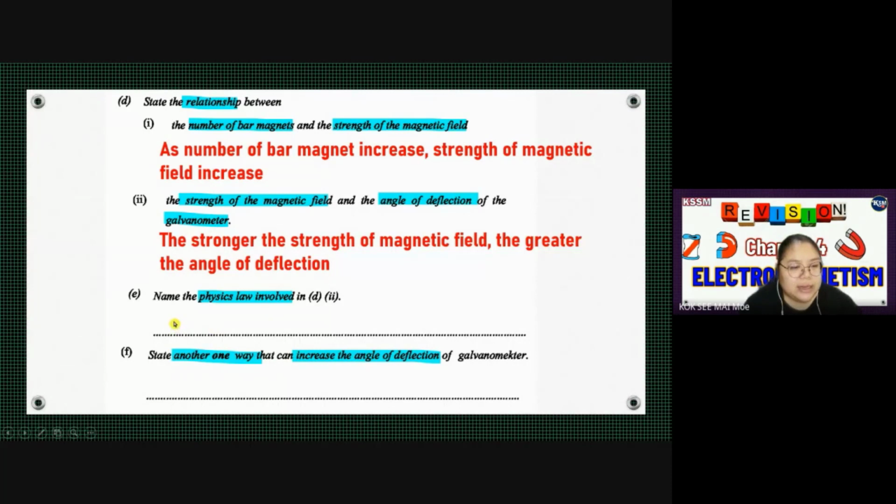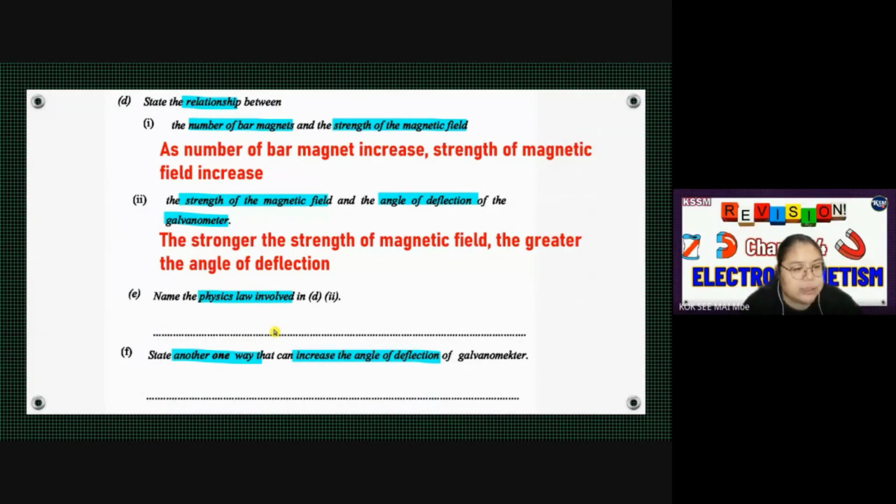Okay, now, name the physics law involved in D2. The question is already specific. They want D2. If the question never mentioned D2, they would just say, name the physics law involved in the diagram, and your answer must be Lenz's law, because Lenz's law is talking about the magnet wanting to push in. But now, no. The question says the strength and also the angle. So what physics law is this one? So we go and ask Lin Jirong.